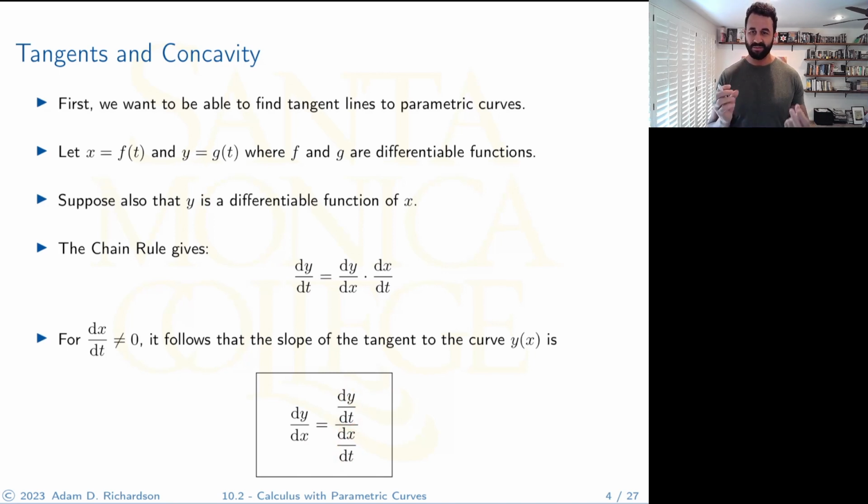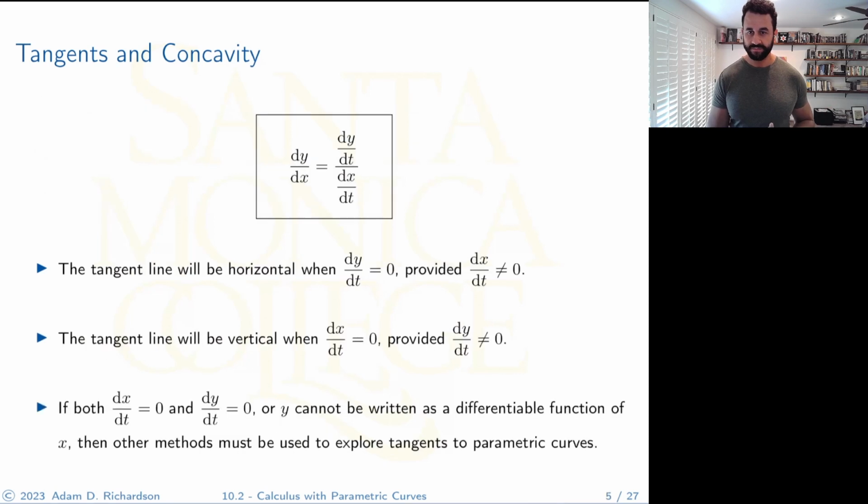So in a symbolic way, it's like taking dy dx and multiplying the top by 1 over dt and the bottom by 1 over dt. It's kind of a cute result there.